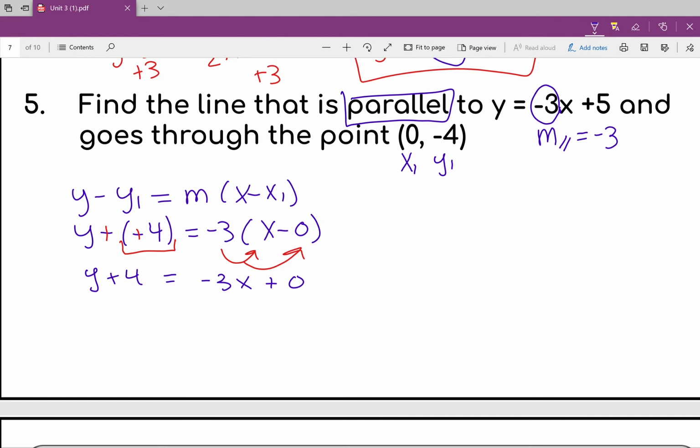Then I'm going to get y by itself by subtracting 4. So I'm left with y equals negative 3x, and 0 minus 4 is negative 4. So that is our answer. And again, we know we did it right if we compare our slopes. Our slope is negative 3 in our new equation and negative 3 in our old equation. They're the same slope, which means we did good and we got a parallel slope.